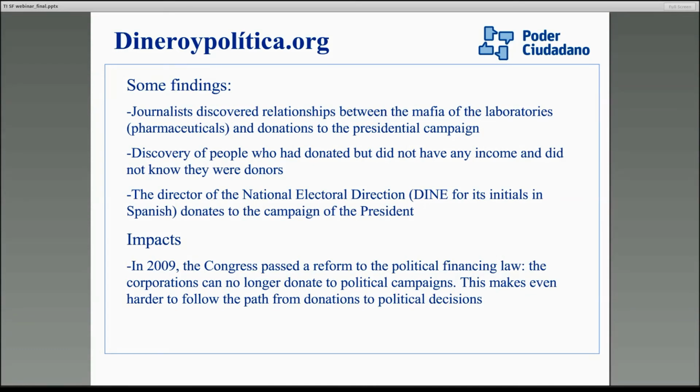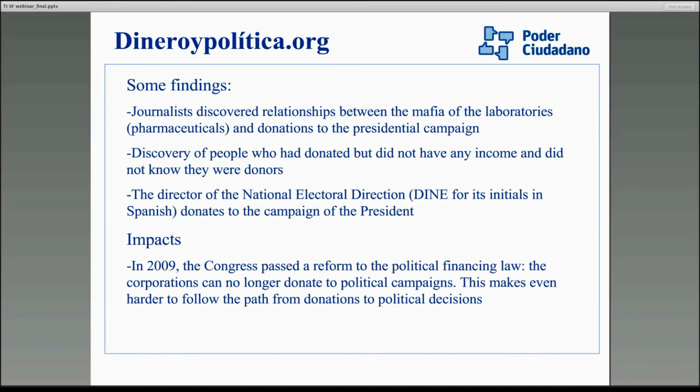Some of the findings we have had with this tool are about donations from different mafias to the political campaign, for example, of the president in 2011. We also have some curious findings, for example, that the national director who coordinates the electoral process is a donor to the electoral campaign of our current president.